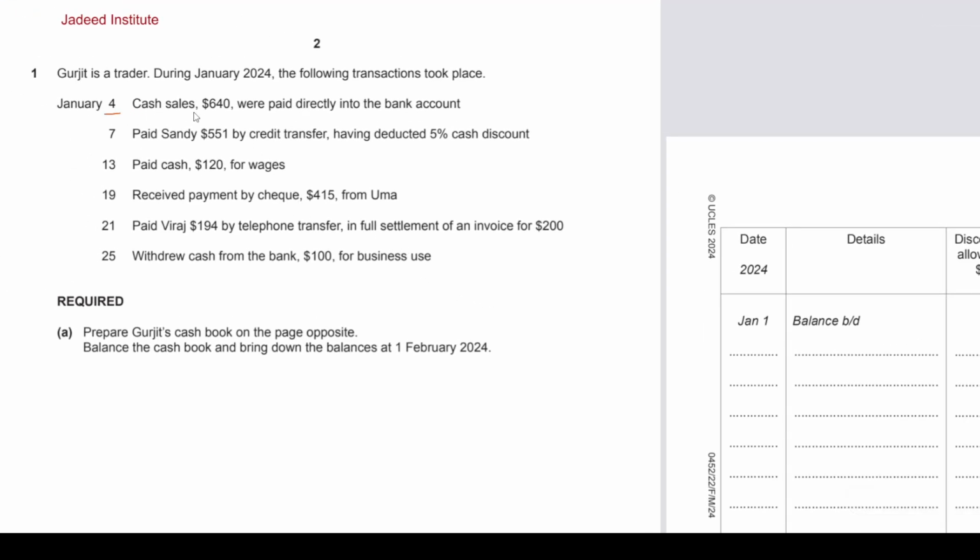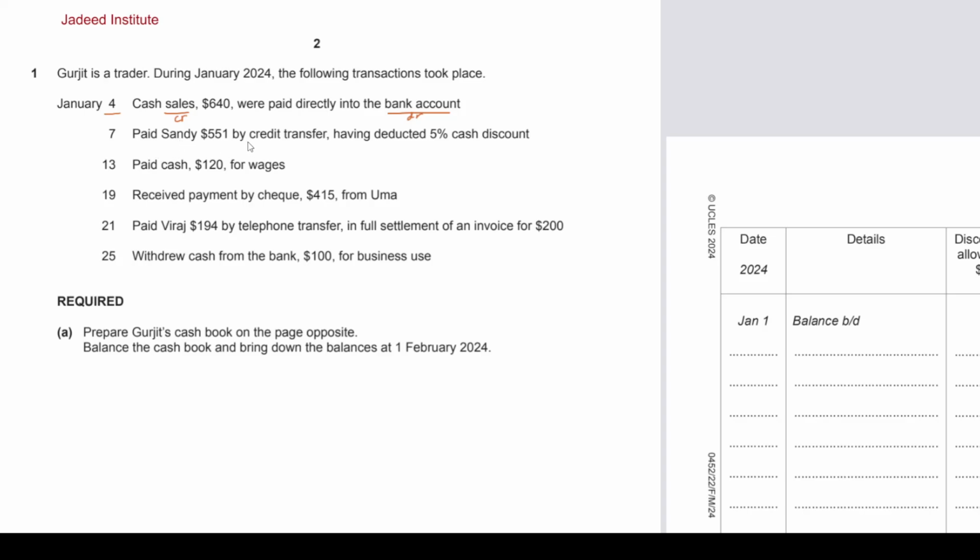January 4, cash sales, $640 were paid directly into the bank account. So two things are concerned, sales account and the bank account, right? It says paid directly into bank, so you just have to debit bank, credit sales, debit bank, okay?